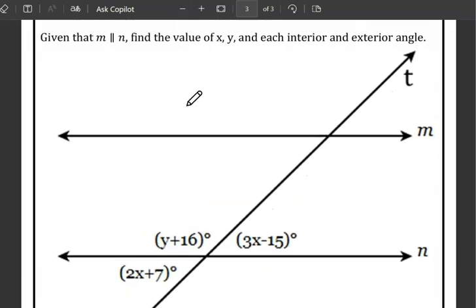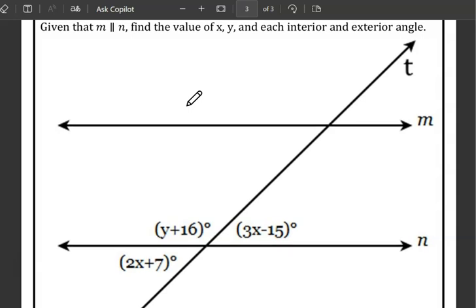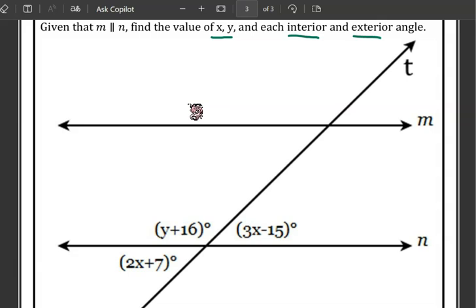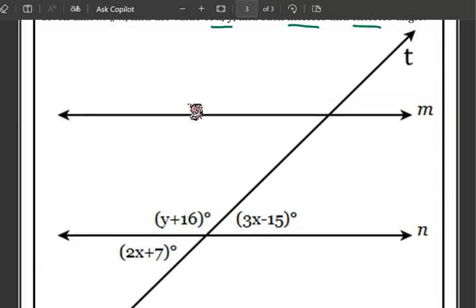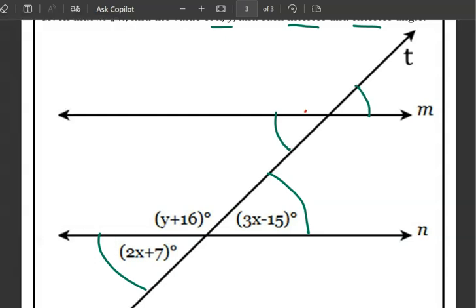Zoom out a bit. All right, given that m is parallel to n, find the value of x, y, and each interior and exterior angle. All right, so let's go ahead and label the ones that should be the same. These are the same, and so are these. And then these should be the same, and so should these.